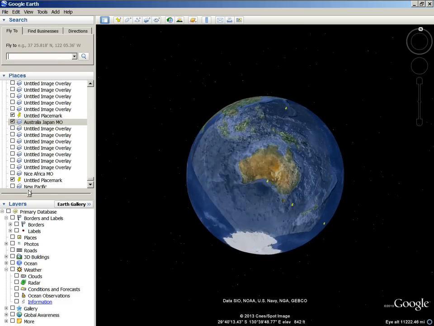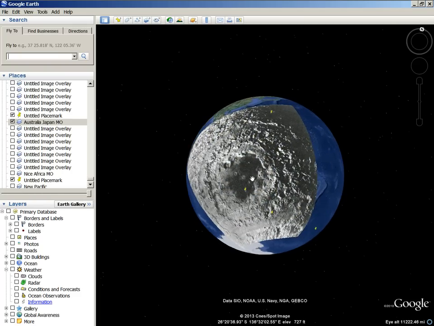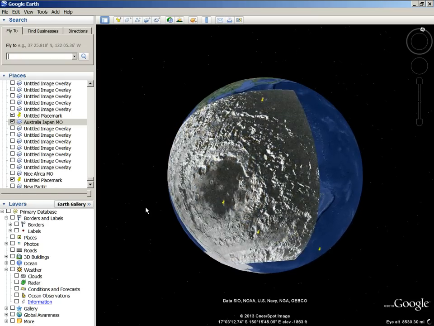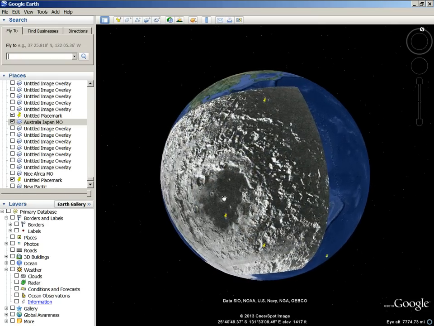And just take a look at how that fits. The whole ocean floor, all of this over here, look at the pattern. This island here.